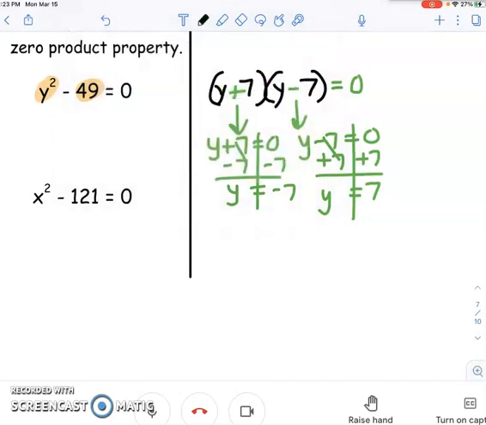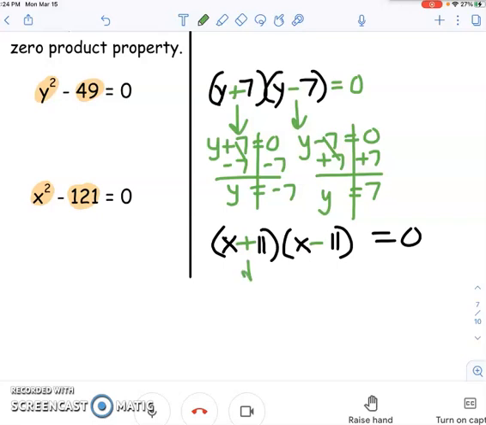Second example. Our perfect squares are x squared and 121. So x times x and 11 times 11. Then put in your plus in one of them and your minus in the other. And this time I'm not going to write out my equations because I know it's just going to switch the signs. So +11 and -11 are still our answers.